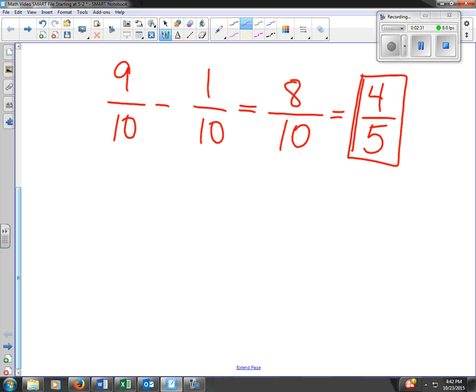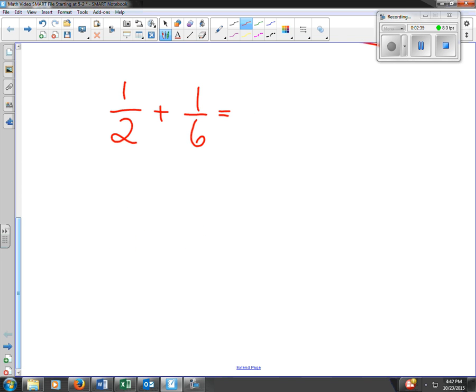Now, of course, we're not always going to have common denominators. That would be boring. So let's try 1/2 plus 1/6. This is where your least common multiple or your least common denominator will come into play. You want to find the smallest number that both numbers can go into. So we need a denominator that's the same, but you want to use the smallest number so your math is easier.